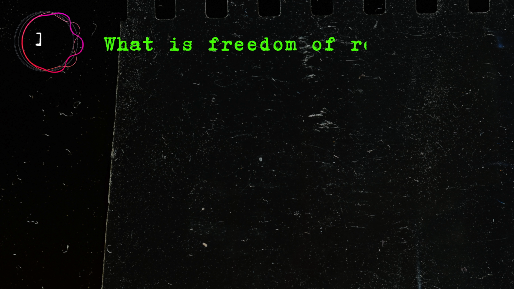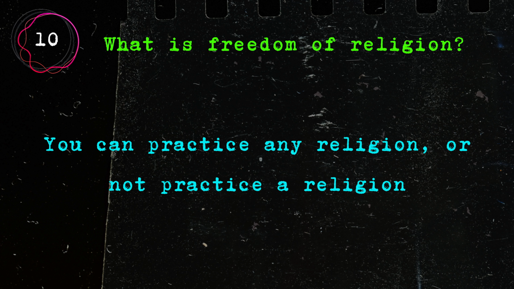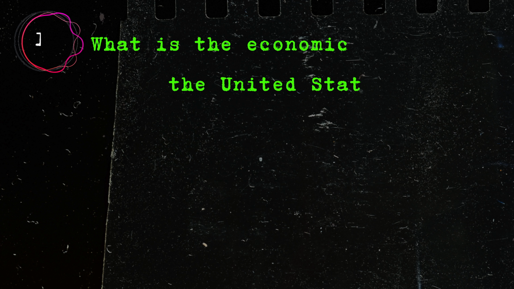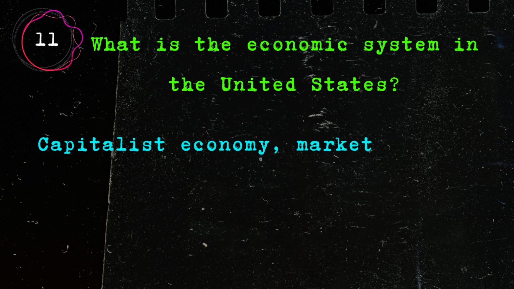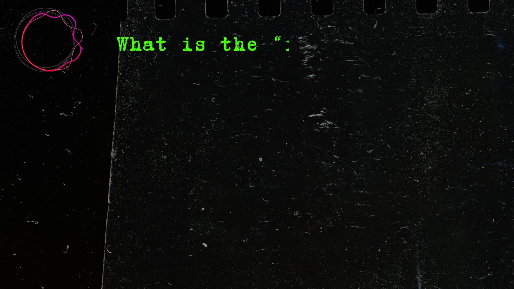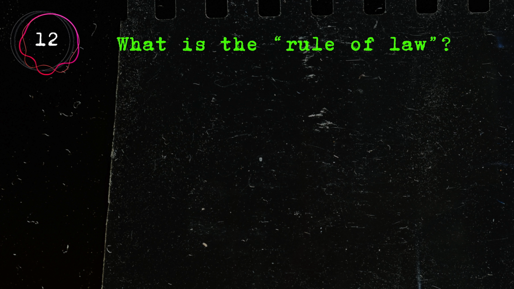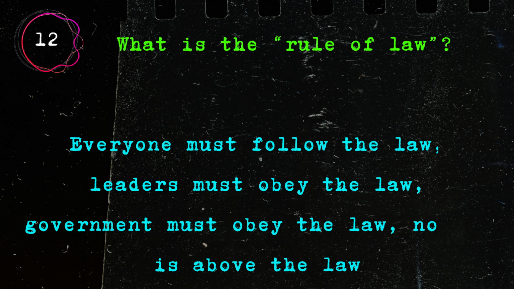What is freedom of religion? You can practice any religion, or not practice a religion. What is the economic system in the United States? Capitalist economy, market economy. What is the rule of law? Everyone must follow the law, leaders must obey the law, government must obey the law, no one is above the law.